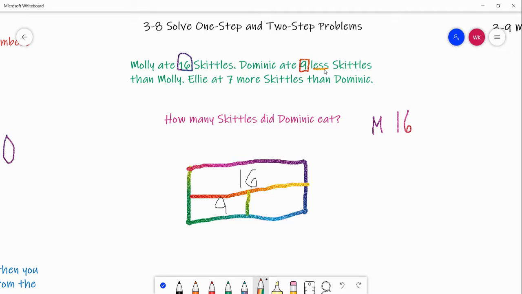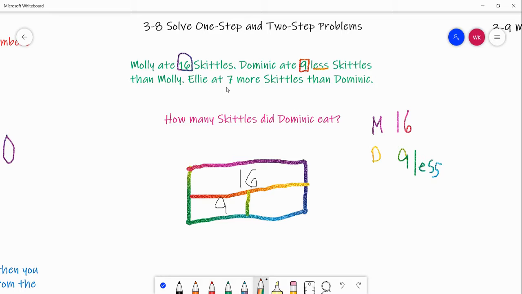So when you see the word less, do you think you're going to add or you're going to subtract? Right, you're going to subtract, because if you said more, then you might be adding. But if he has less, that means he does not have that many Skittles. So you're going to be subtracting in your first step. So Dominic ate 9, and you can even put less over here. This is just taking apart the story problem so you know all of the steps that you need to do to be able to solve it.